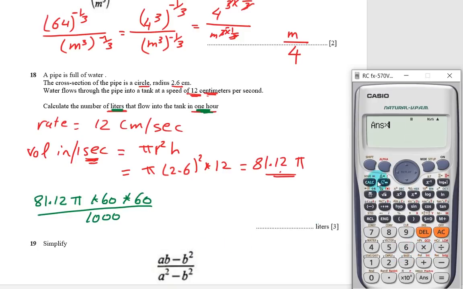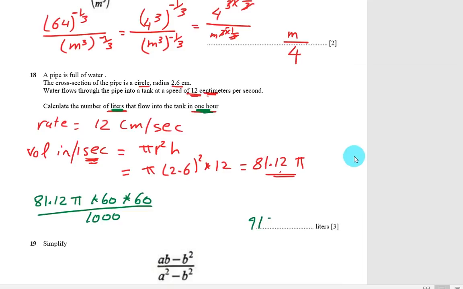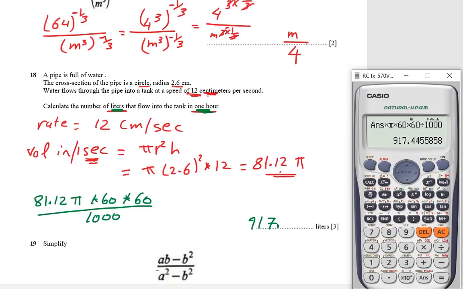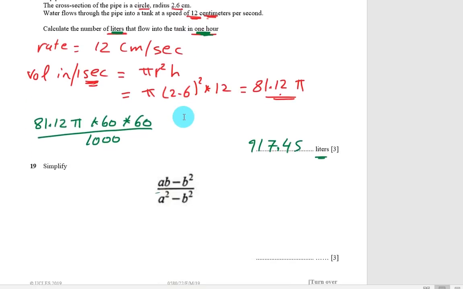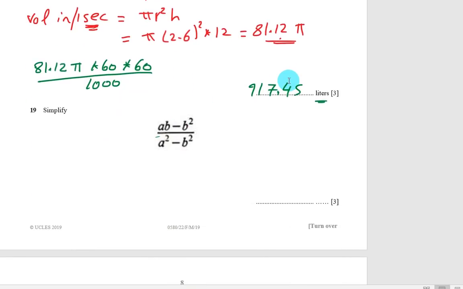This value times 60 divided by 1000. So the answer will be 917.45 liters per hour. So the volume of 917.45 liters flows into the tank in 1 hour. This is the volume of the water that leaves the tank in 1 hour. Okay?